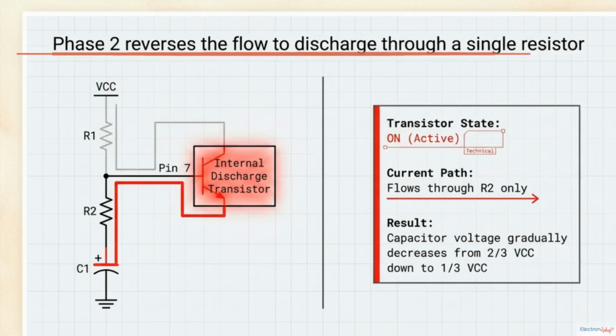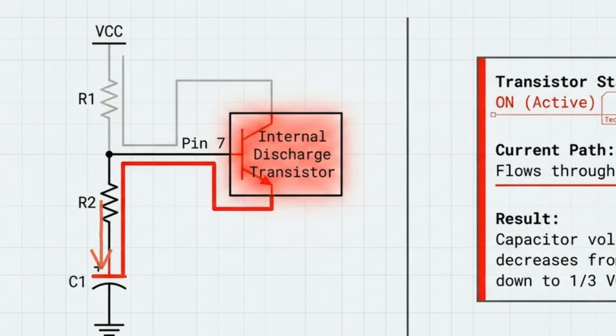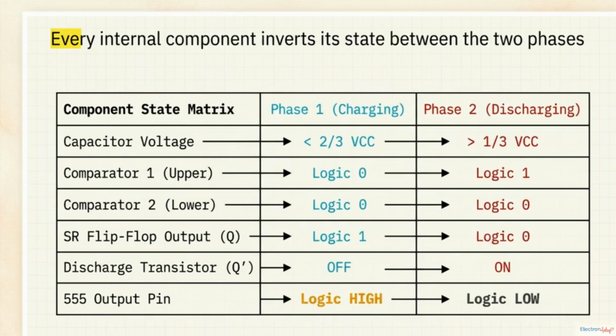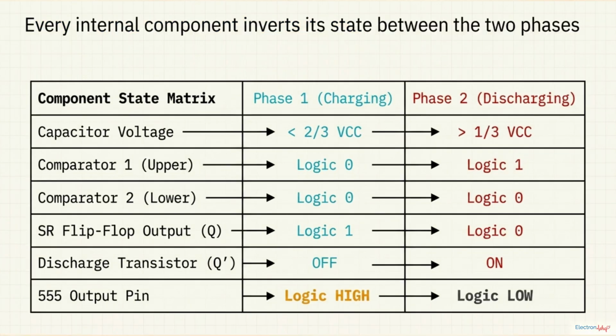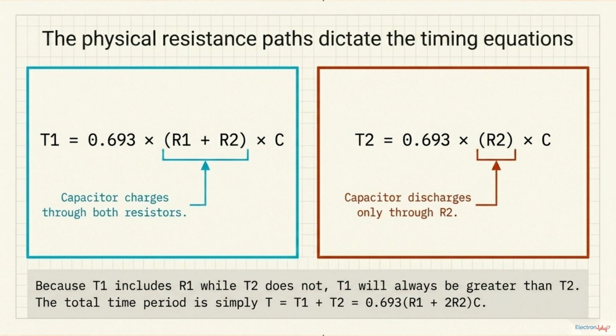This schematic details the phase 2 discharge path. Current reverses, draining out of the capacitor and sinking into pin 7, completely bypassing R1. This state matrix summarizes the complete inversion of every internal component between phase 1 charging and phase 2 discharging. Because charging requires current to push through 2 resistors, but discharging only uses 1, the time required to complete phase 1 will always be longer than phase 2.